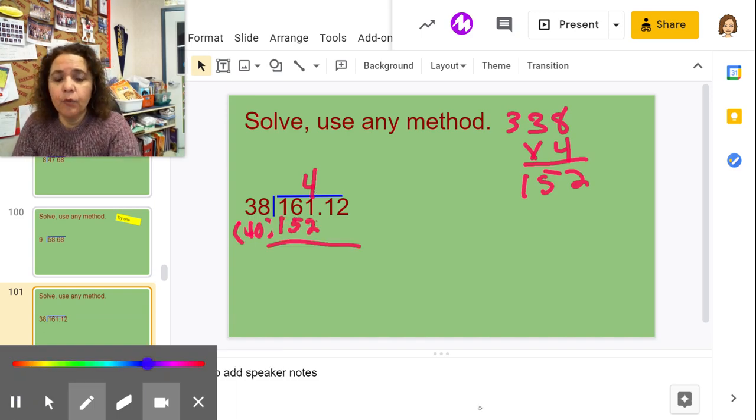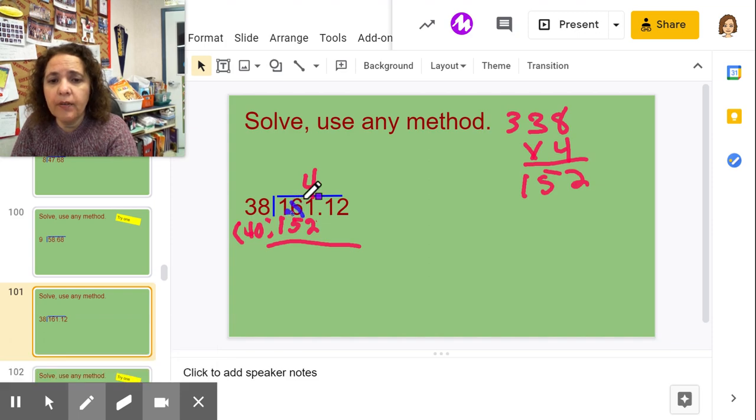Okay, I have 1, I can't take away 2, I got to borrow from the 6. That becomes 5, that becomes 11. 11 take away 2 is 9. 5 take away 5 is 0. 1 take away 1 is 0. Is 9 less than 38? Yep, I did it right.